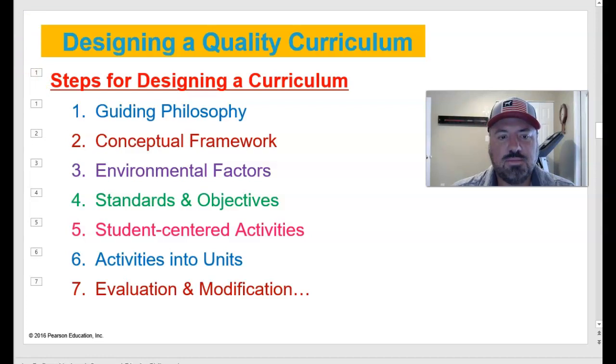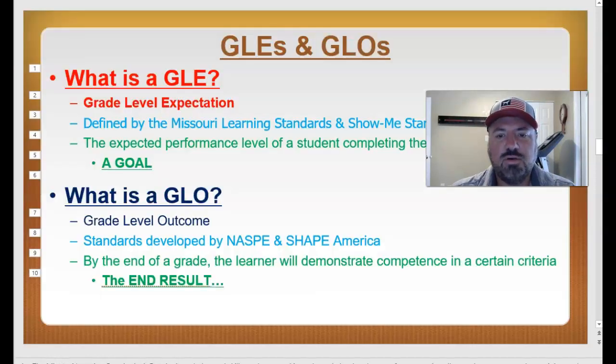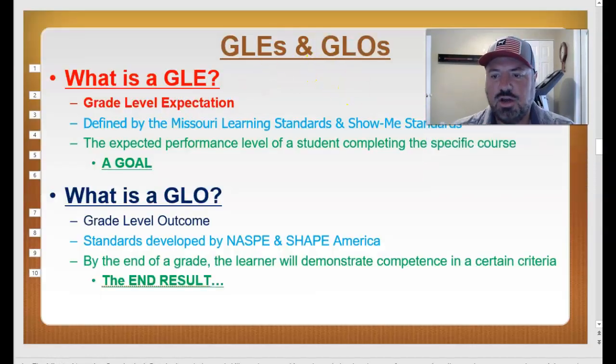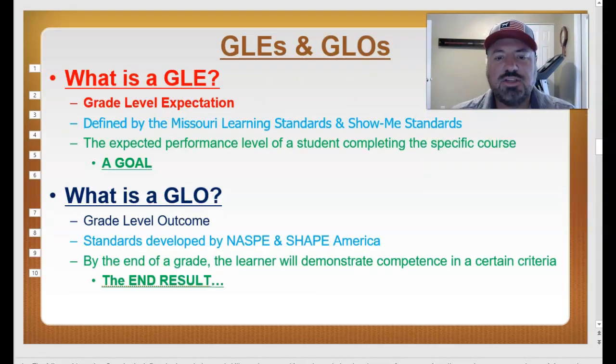All right? So let's remember, what is a GLE and a GLO? A GLE is a grade level expectation. It is defined by the Missouri Learning Standards with some input previously from the Show Me Standards. It's really the expected performance level of a student completing the specific course. It's a goal, all right?